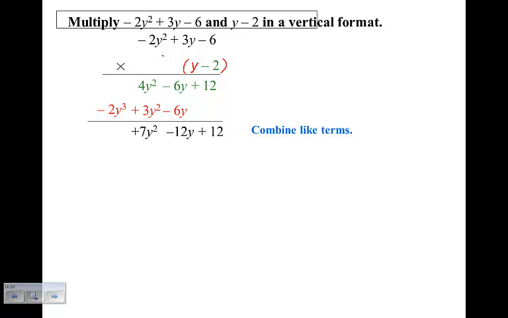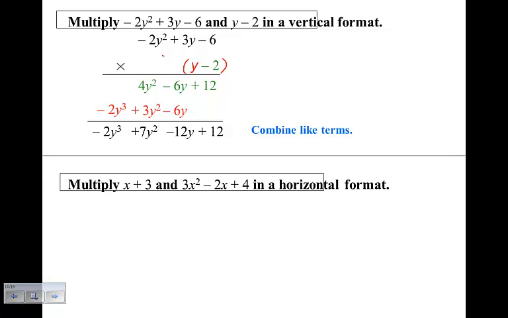4y squared plus 3y squared is 7y squared. And then we're going to drop the negative 2y cubed. And that's how you multiply. Okay? You guys pause the video and try this one. You can either do it in horizontal format like we're going to show, or if you want to try that vertical format again, go ahead and give it a try.